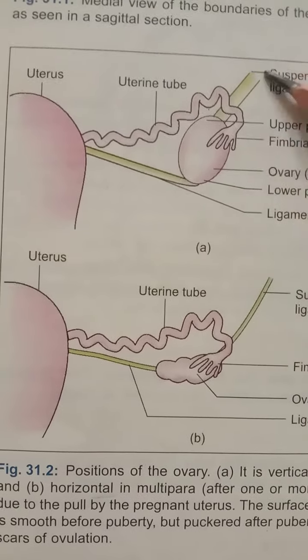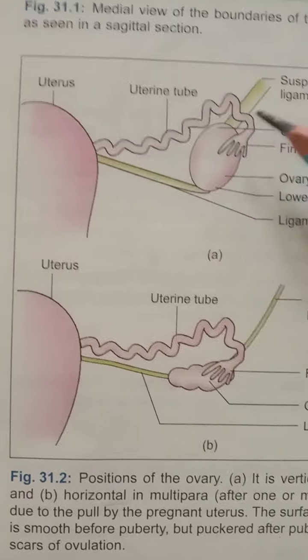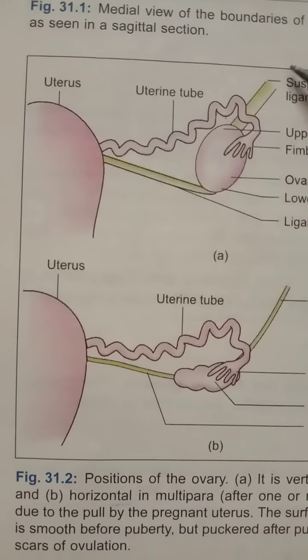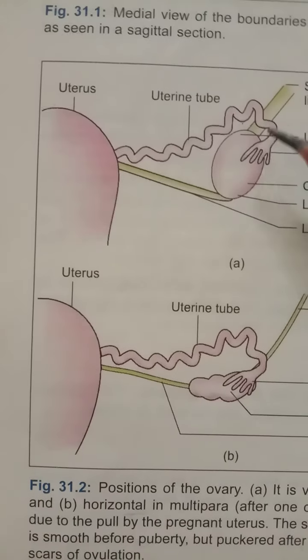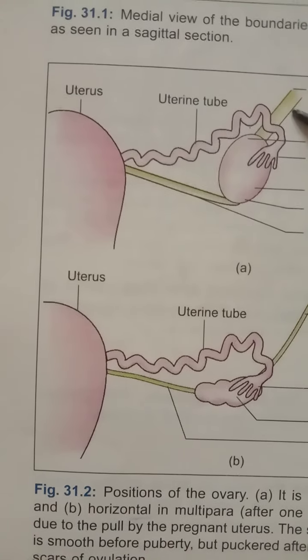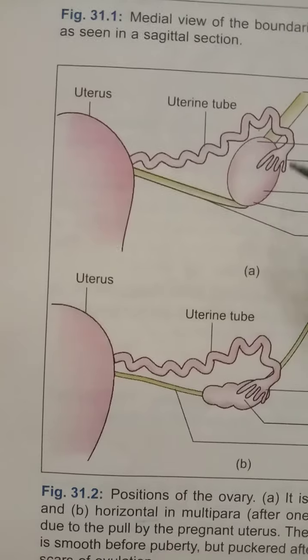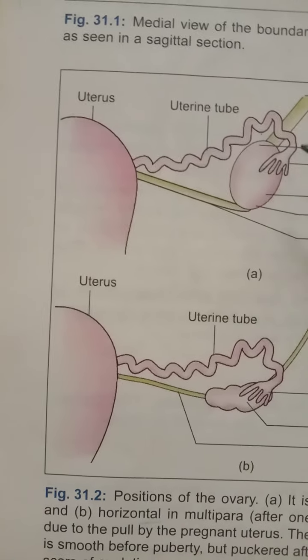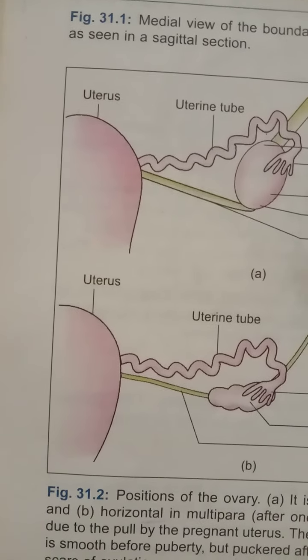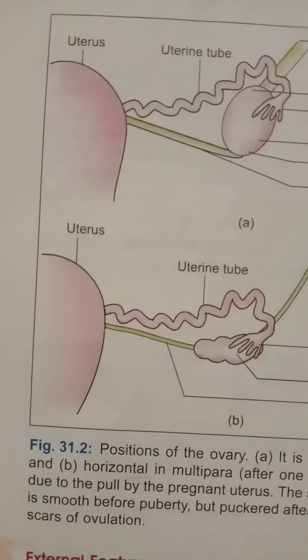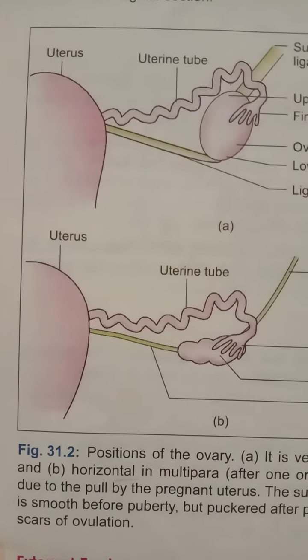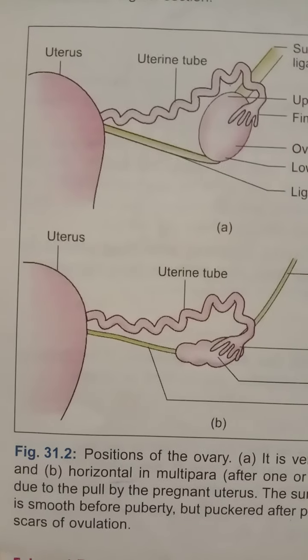Next clinical point is ectopic pregnancy. It is commonest in the uterine tube, called tubal gestation, and it is usually associated with intraperitoneal hemorrhage, one of the causes of acute abdominal emergency in women of childbearing age. So these are the clinical points related to the uterine tube or the fallopian tube.